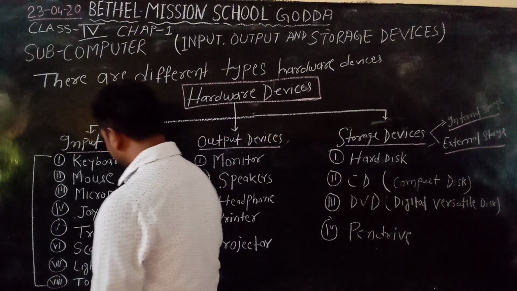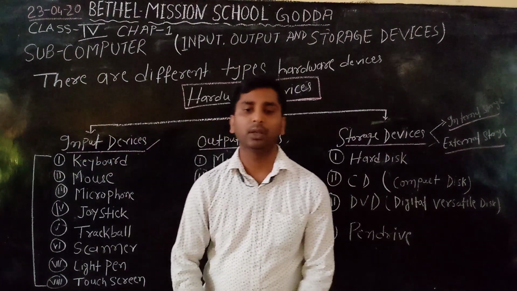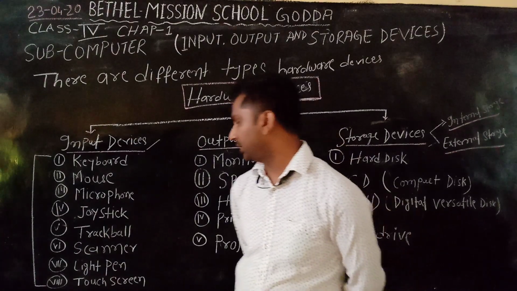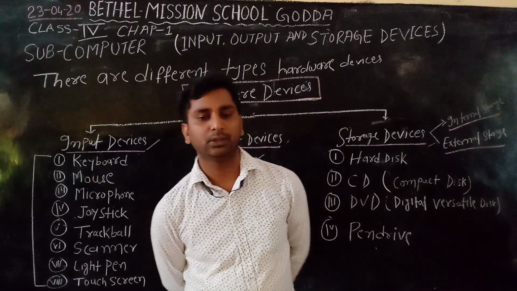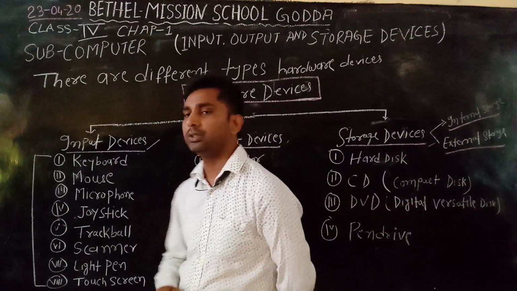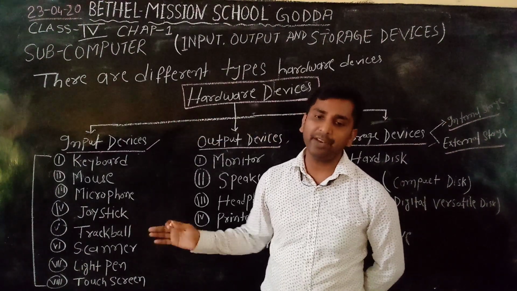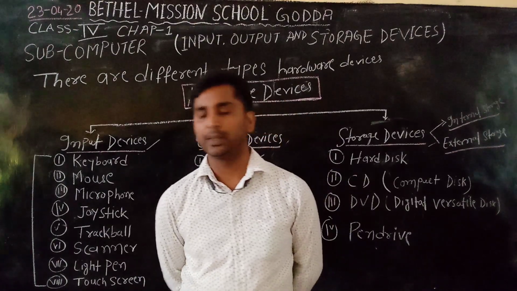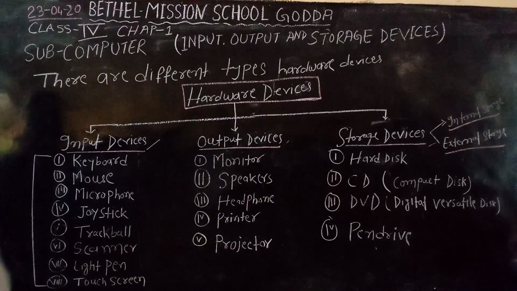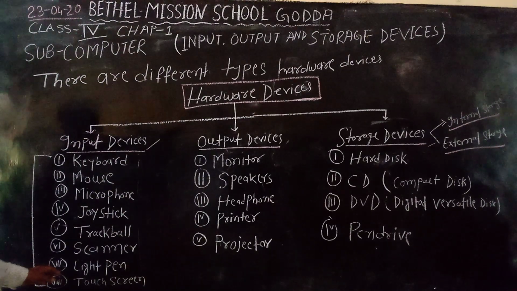Now, next is a touch screen. A touch screen is used to select objects and type letters using a finger. You can also use it with a finger. So these devices are input devices.